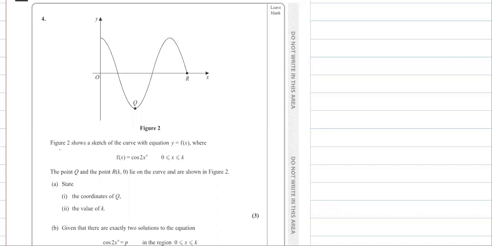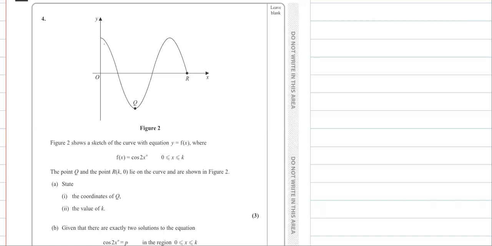So question number 4 is: Figure 2 shows a sketch of the curve with equation y equals f of x, and f of x is cos 2x degrees, where x is greater than or equal to 0 and less than or equal to k. The point Q and the point R lie on the curve as shown in the figure. State the coordinates of Q and then the value of k.